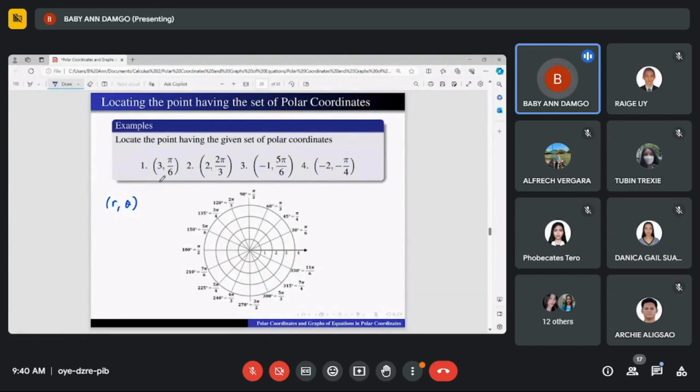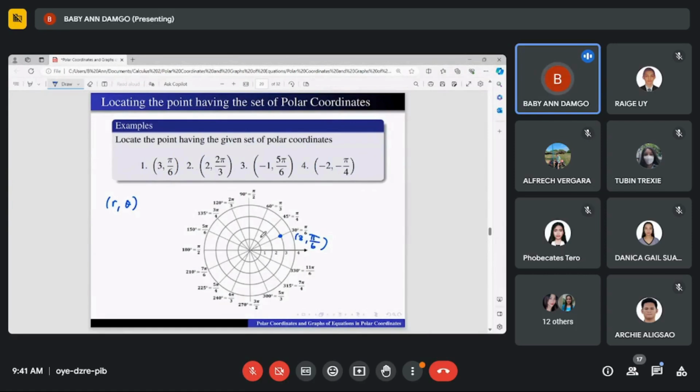Okay, so now we can locate the radius, which is 3, and then we look for the angle pi over 6. So pi over 6 is here. Since we are on radius 3, this point is located here. Okay, so this is 3, pi over 6.